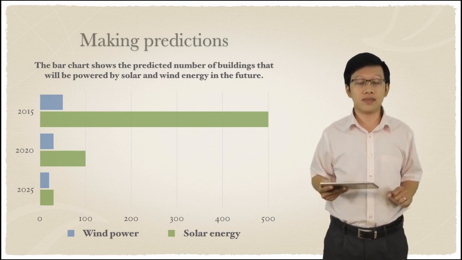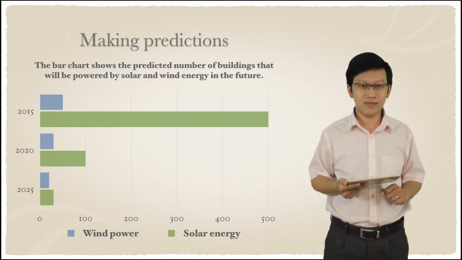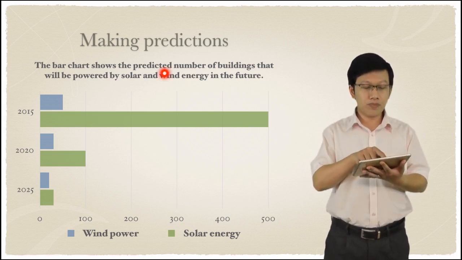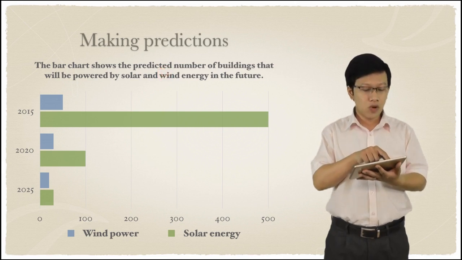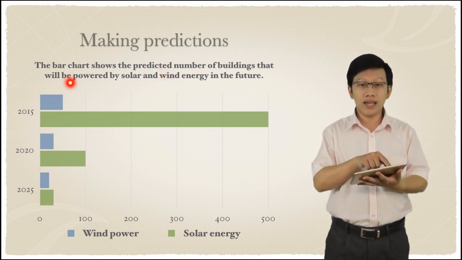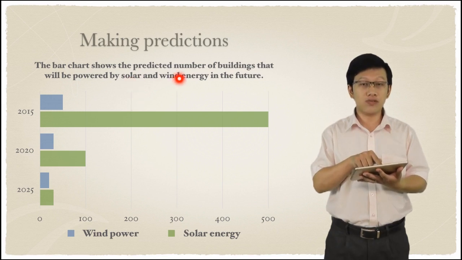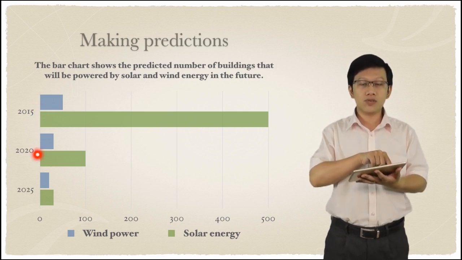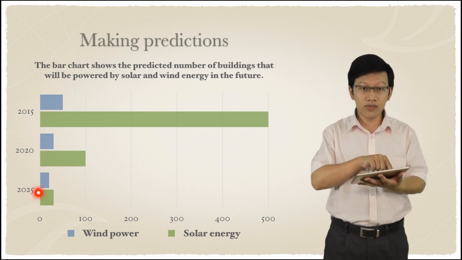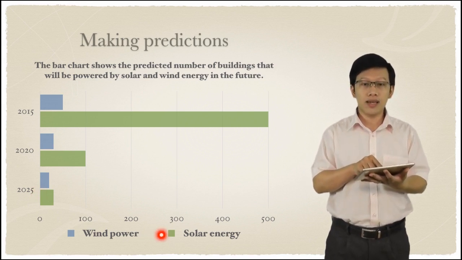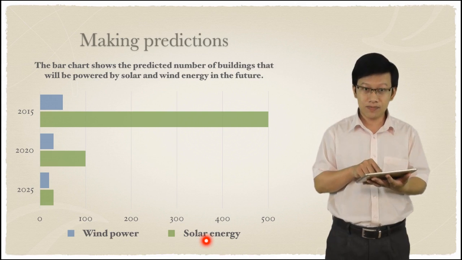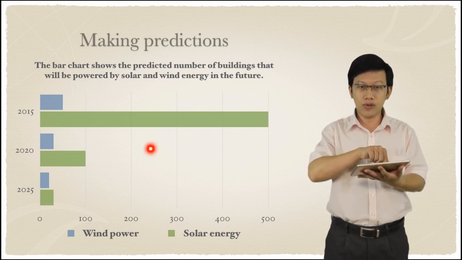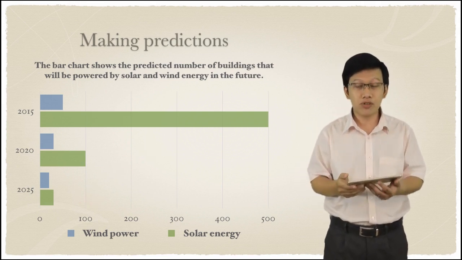I have this bar chart. Take a look. Now, the bar chart shows the predicted number of buildings that will be powered by solar power and wind energy in the future. So you say there are 3 points of time: 2015, 2020, and 2025. Wind power is the blue column, and solar energy is the green column. You see, the predictions here project into the future. And your job is going to make prediction.